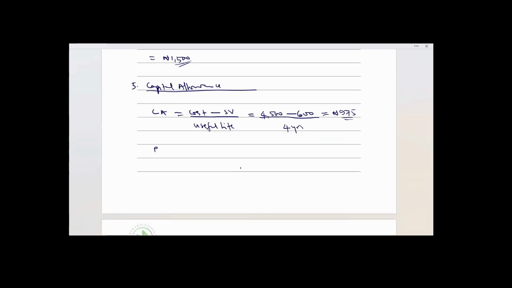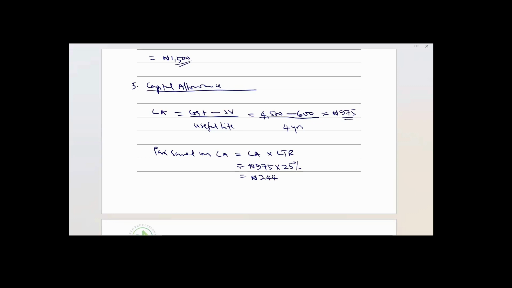Therefore, my tax saved on capital allowance is equal to annual capital allowance multiplied by the company tax rate. So what do you get? This will now be 975 multiplied by 25%. So this will give me what? What do you have? 244.